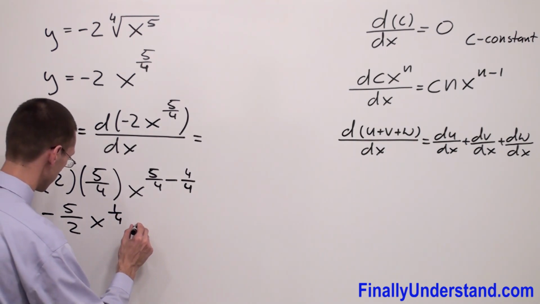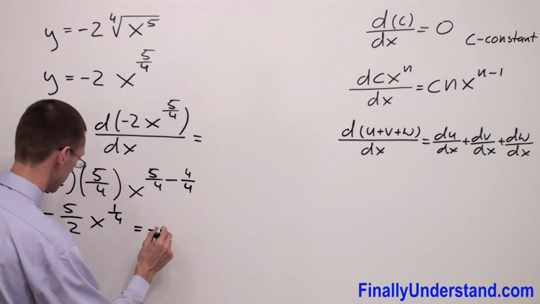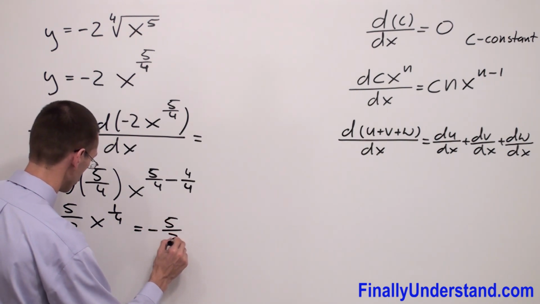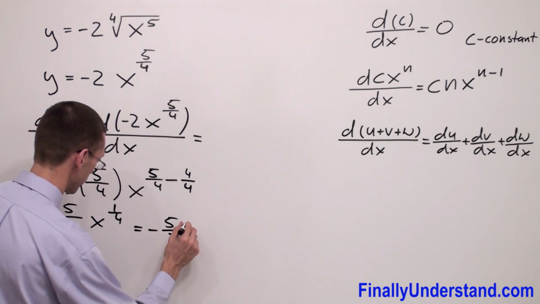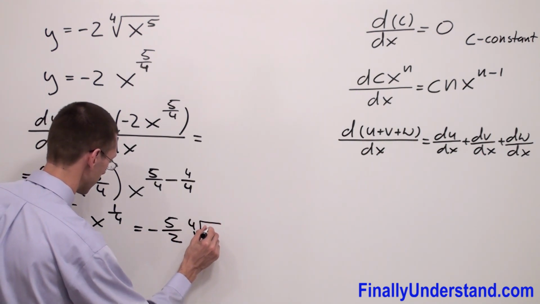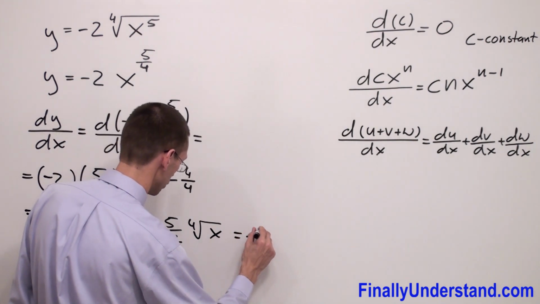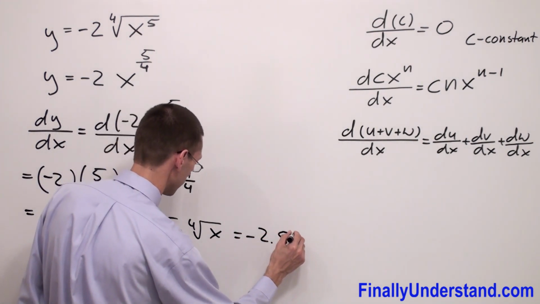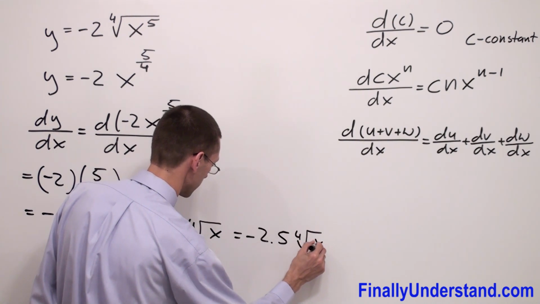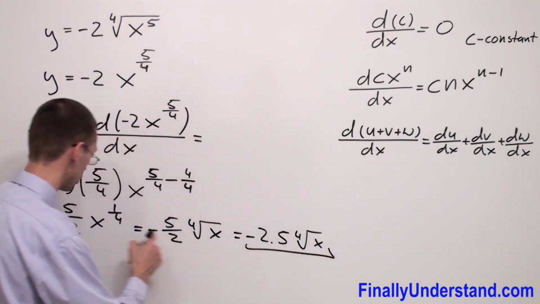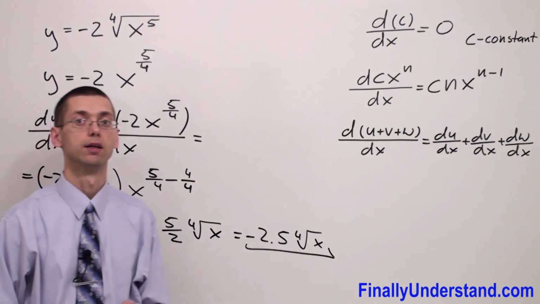Also, I can write this as negative 5 over 2 times the 4th root of x. Or you can simply write that this is negative 2.5 times the 4th root of x. Either answer is correct. So we can say that we solved the problem.